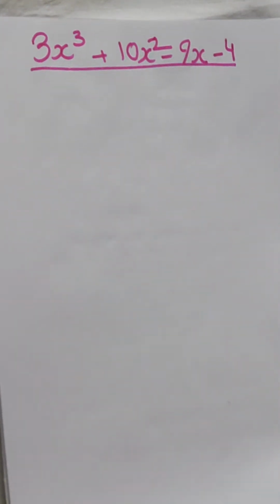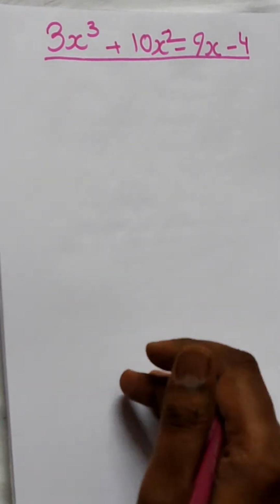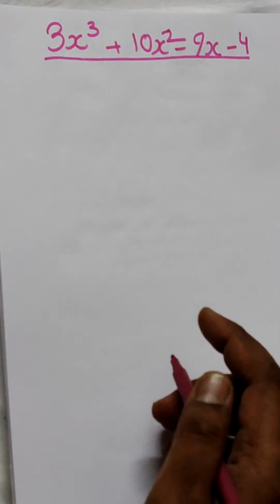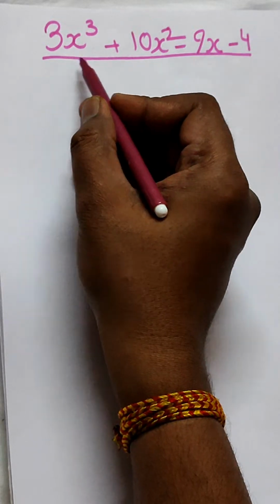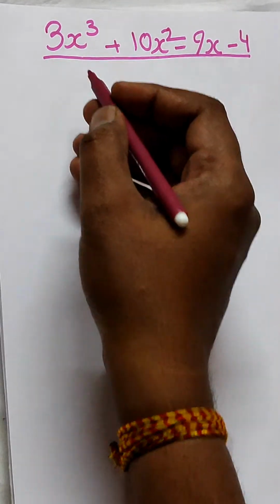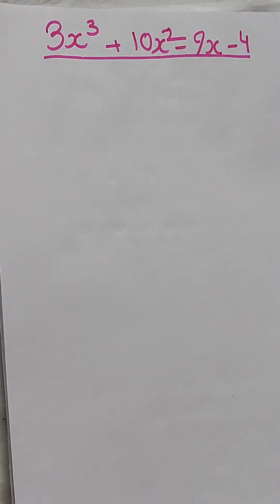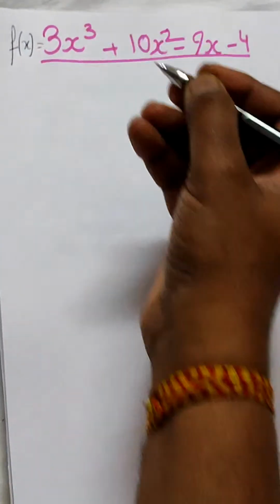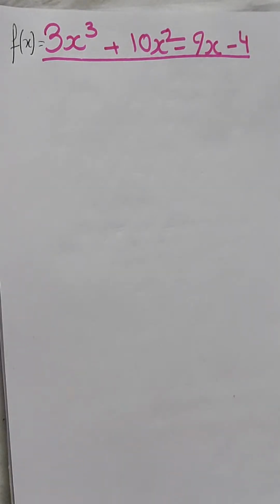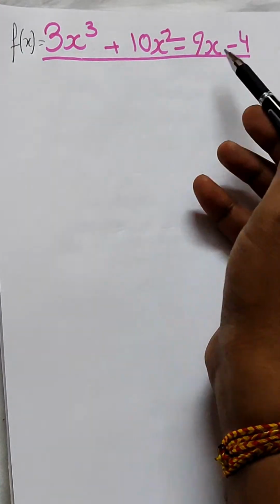And this polynomial has one of its zeros as 1. So we need to find all the zeros of this polynomial, right? So let this polynomial be a function of x. I'm writing it over here, f of x. This is a function of x because this polynomial is in the variable x, right?